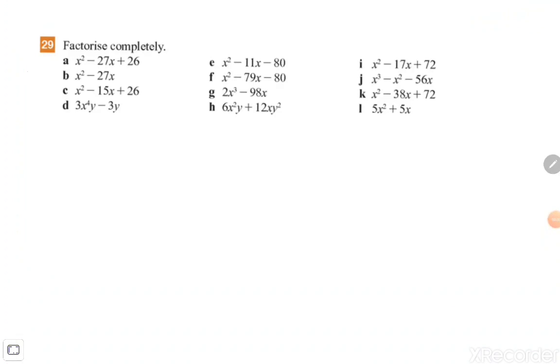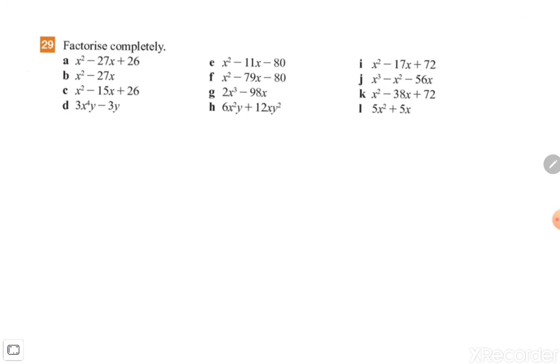Alright, ladies and gentlemen, here are the solutions from exercise 29, where the question is to factorize completely. You do not need to solve anything; the only thing you need to do is factorize. Then you need to use a theory like factorizing with one bracket, where you put a product outside the bracket, or you need to use the product sum method. One of those two you need to use.